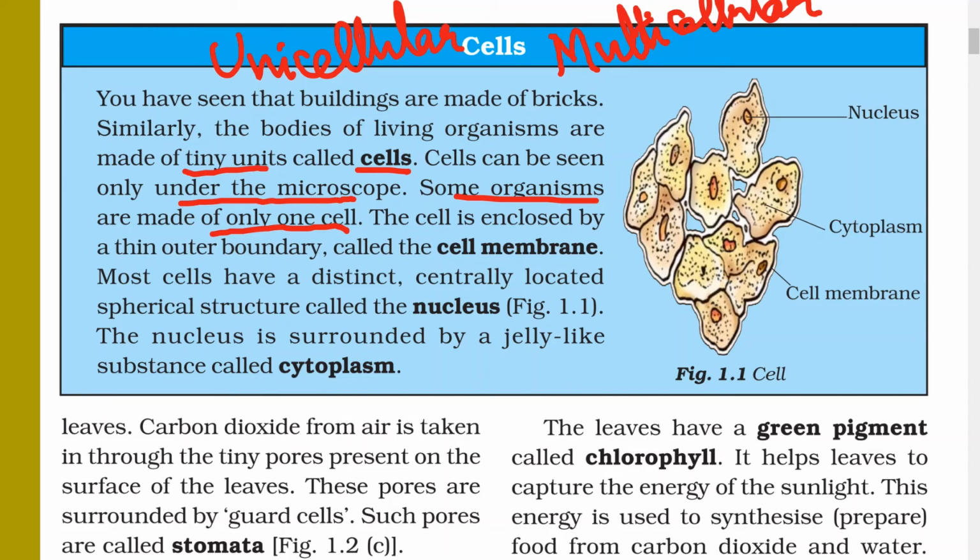Now we shall understand the structure of a cell. In figure 1.1 you can see the structure of a cell. Here you can see the cell is enclosed by an outer thin boundary and it is called the cell membrane. Most of the cells have a distinct centrally located spherical structure called the nucleus. You can say the nucleus is the control center of the cell because it controls all the activities of the cell. And the nucleus is surrounded by a jelly-like substance called cytoplasm.